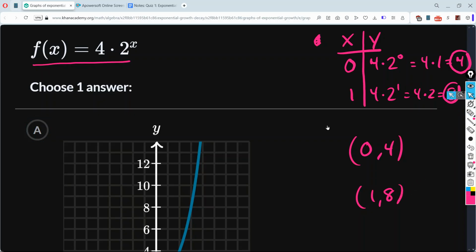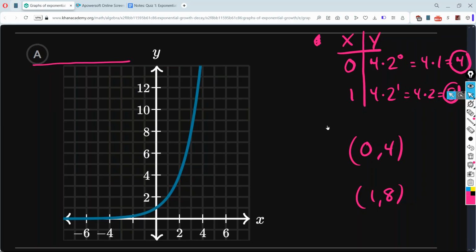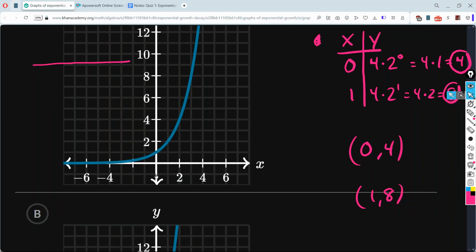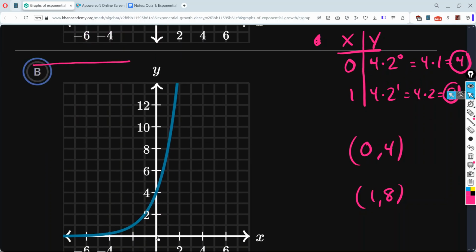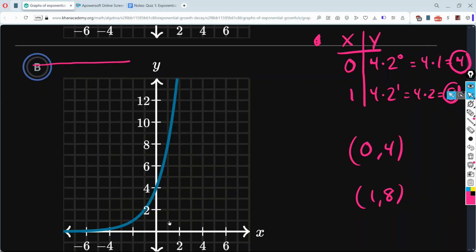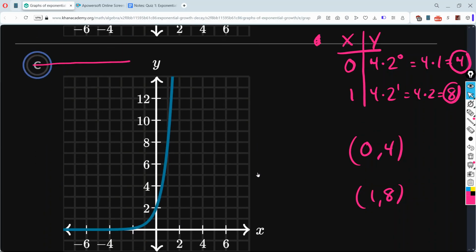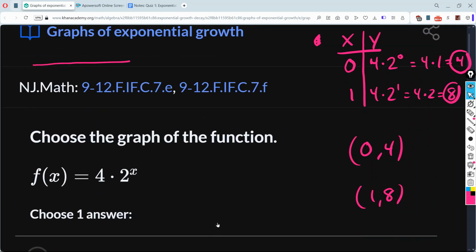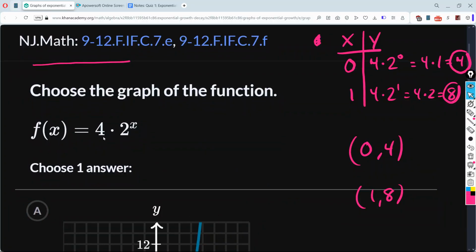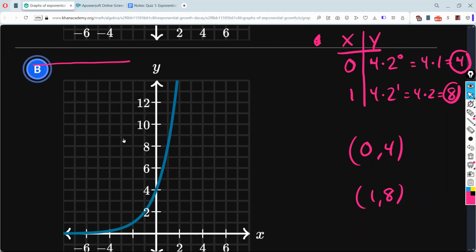It's only choose one answer, so you just have to find that graph. At 0, 4, the y-intercept should be 4. Right here, 0 and y equals 4. And then at x equals 1, which is right here, it should go to 8, and it does. So that's answer B. You want to check the last one? 0, 4. No, that's no good. And that makes sense. Here the y-intercept is 4, so it should start at 4, and then times 2, it should bring you to 8. So it's answer B.